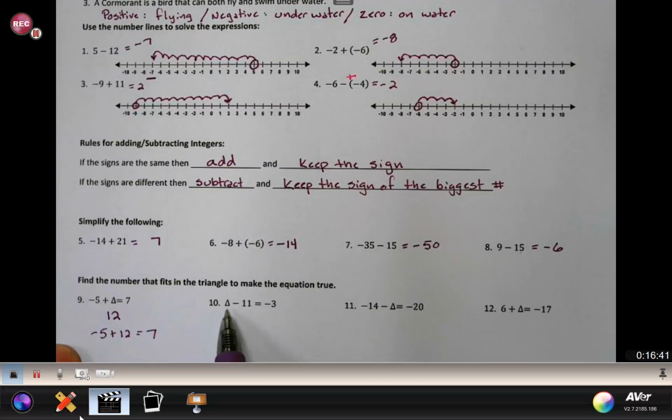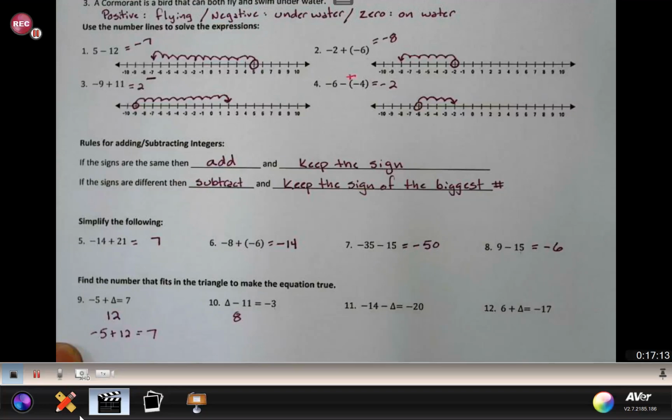Next one, triangle minus 11 equals negative 3. Now look what's happening here. It has minus 11 here, but then negative 3. So that means this has to be a positive number because negative 3 is bigger than negative 11. So what positive number is bigger than 11 by 3? Not quite bigger than 11 by 3, but if I subtract 11 from it, will still give me negative 3. That means 8 is my number there.